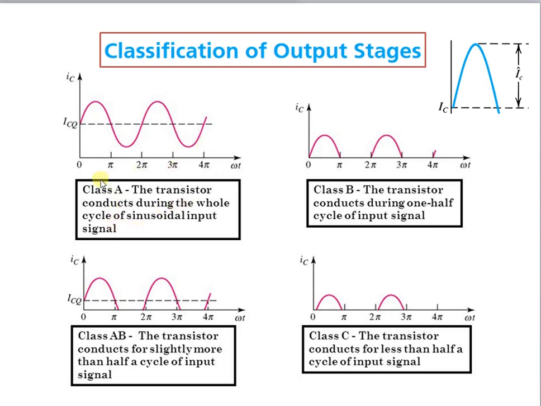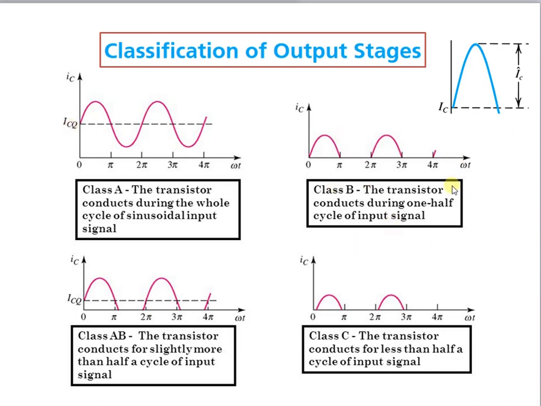In class A, the transistor will conduct during the whole cycle of the sinusoidal input signal, and the waveform for the output current IC that is obtained is a complete 360-degree waveform. As you can see, the quiescent point is exactly located at the center, and this becomes the bias point, which is represented as ICQ.